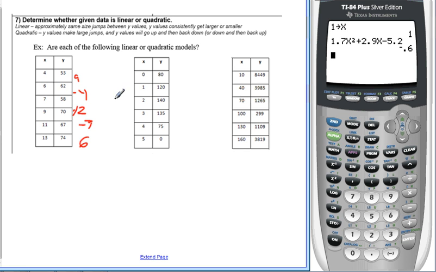It's a little bit off because, again, our data is not perfect, right? That's why we do line of best fit and curve of best fit. But you can tell they're not huge, huge jumps. So this one, even though it's not perfect and my slopes are not all the same, it's pretty consistent. So this one is actually going to be linear.